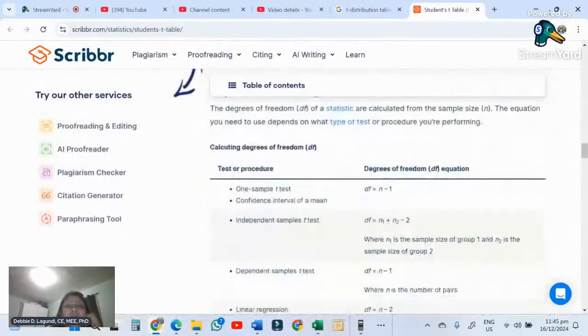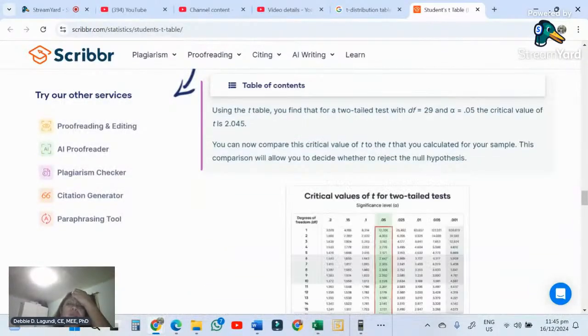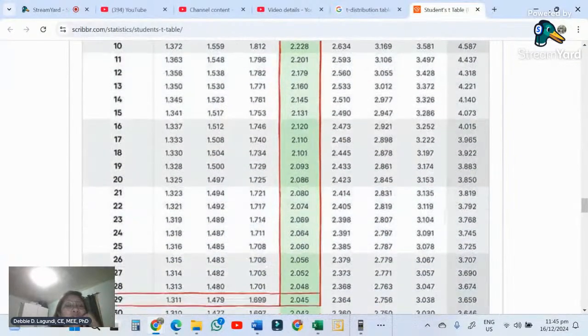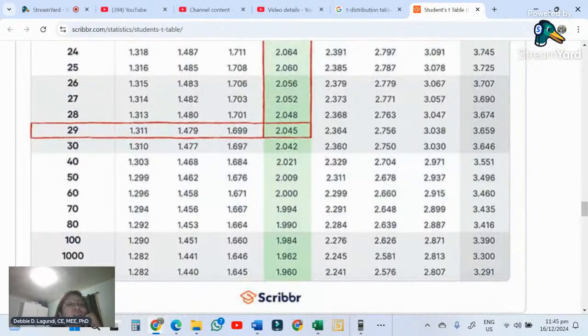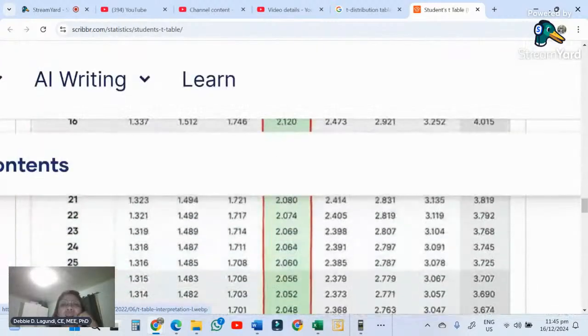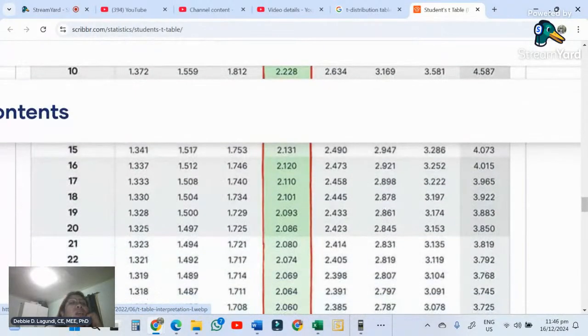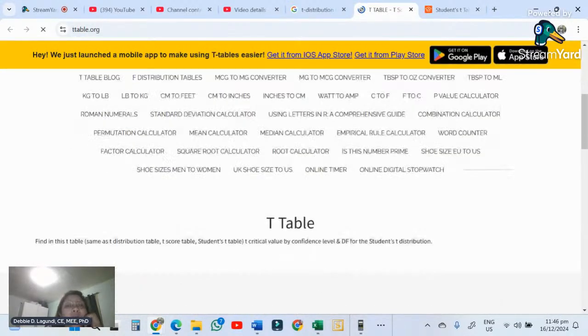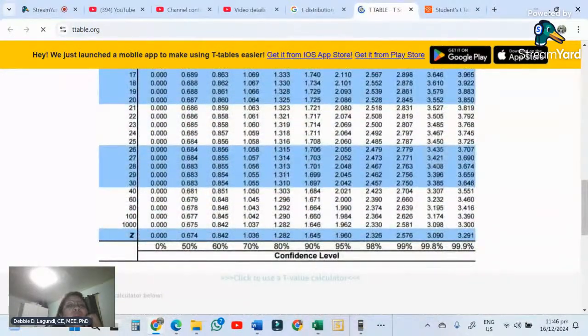Where are your values? Here. Okay, so when the DF is 38. Oh, 38 is not here. Look, it's only from 30. It's 40 here. I need 38. Where's 38? Let's see. I think it's there. Oh, it doesn't say it. So we have to go back and then look for another. Let's see this one. It must have 38 somewhere. No, it doesn't have 38.